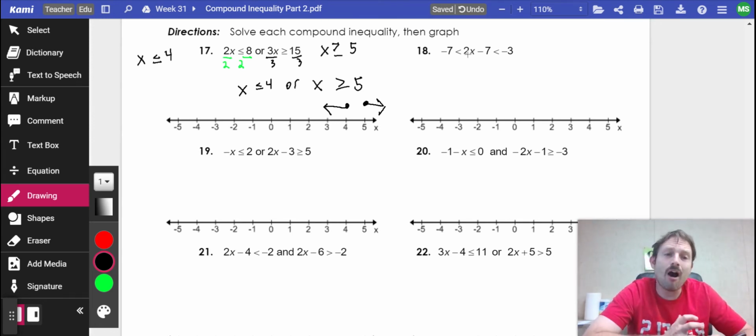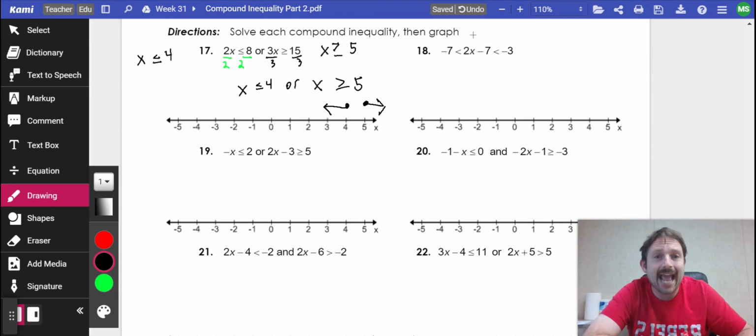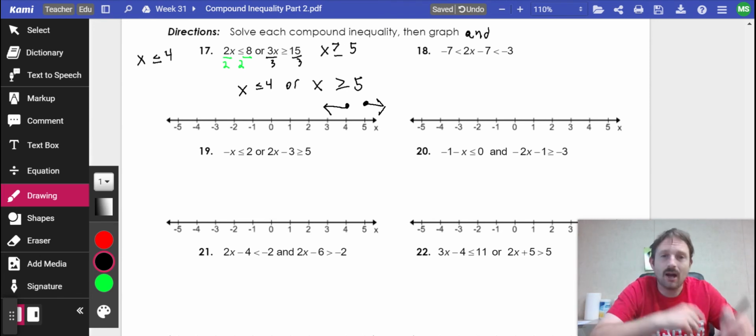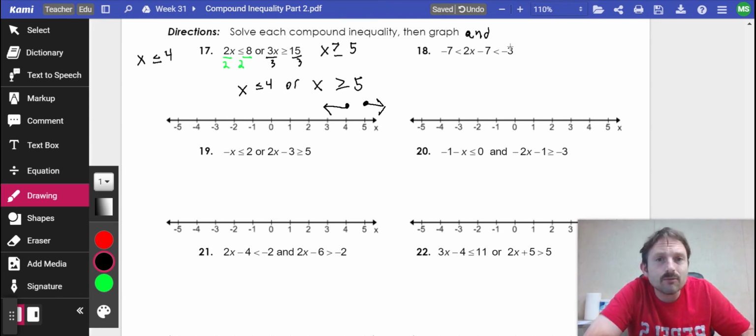So now this is a compact and. This is an and because it is in what form? All right, let's go on. So we could either solve it or we can pull it apart to solve it.